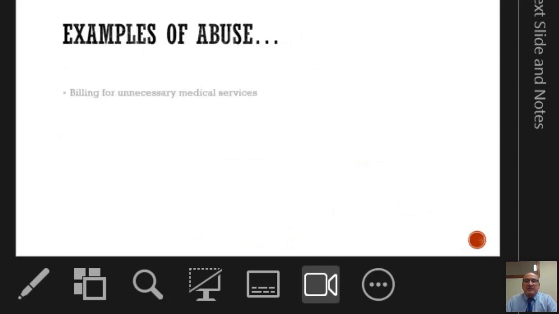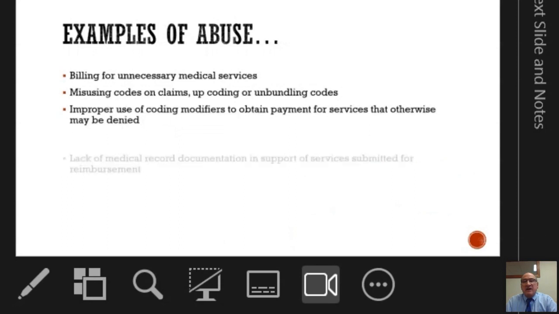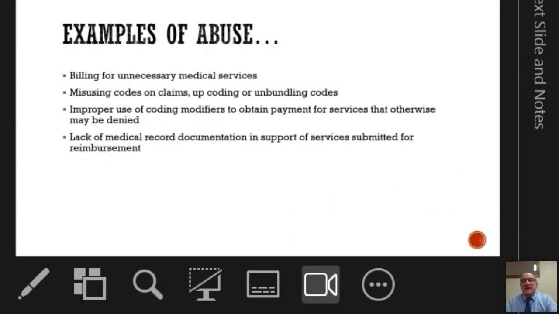example. So examples: billing for unnecessary medical services, misusing codes on claims, or unbundling, which is taking a code that is intended to cover multiple procedures and breaking it into pieces so you can bill those services individually. That's a no-no. Improper use of modifiers to obtain payment for services that otherwise may be denied. And we put a lot of faith in our billing folks at the CBO to really police the use of modifiers, because the payers will come back and take money, or not pay money, if they think the modifiers are being used incorrectly.